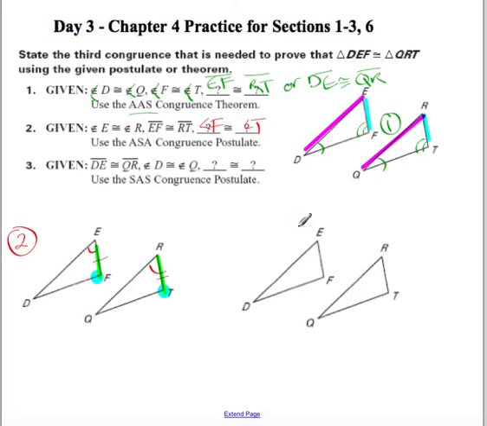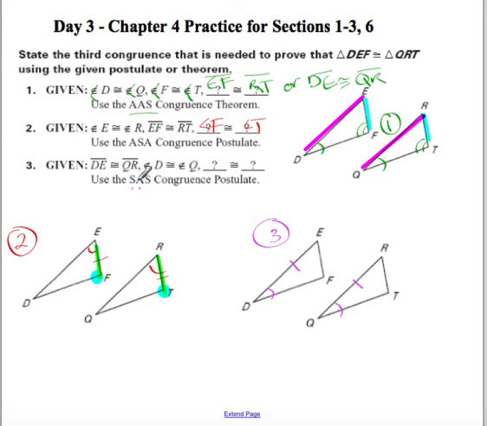The next one, so number 3 will be over here. They gave us DE congruent to QR, and they gave us angle D congruent to angle Q, and they want us to use the side angle side postulate. Currently I have one side and I have the angle, therefore I am needing another side.